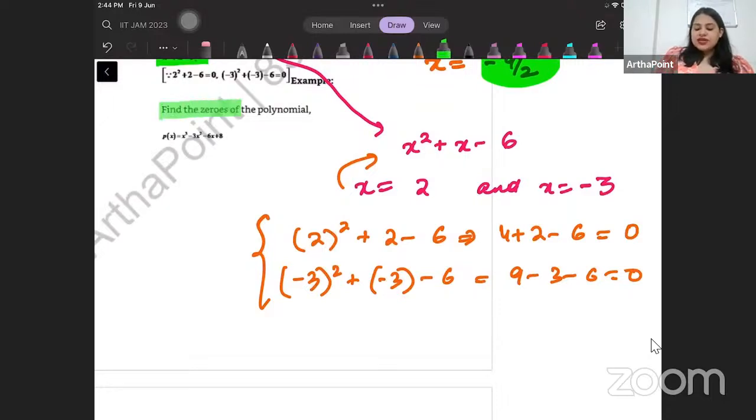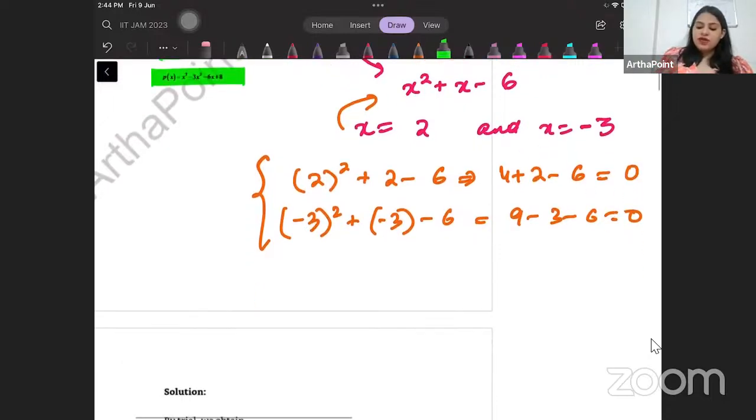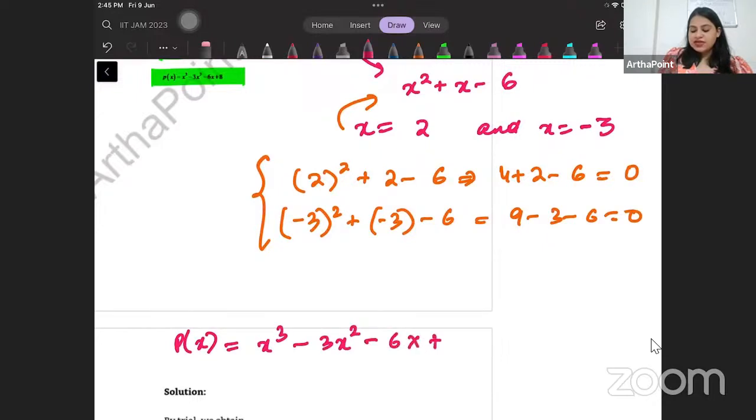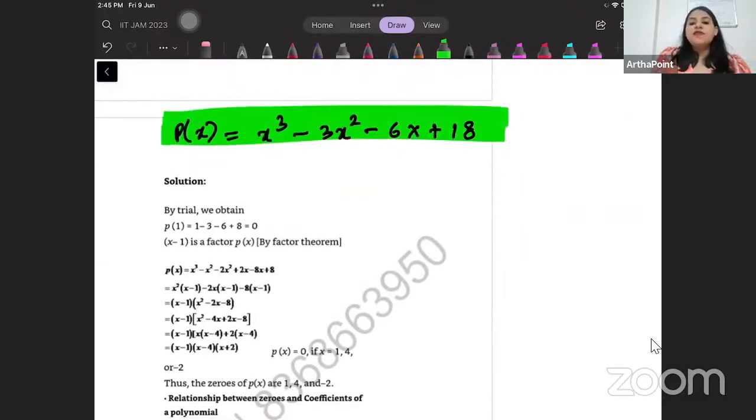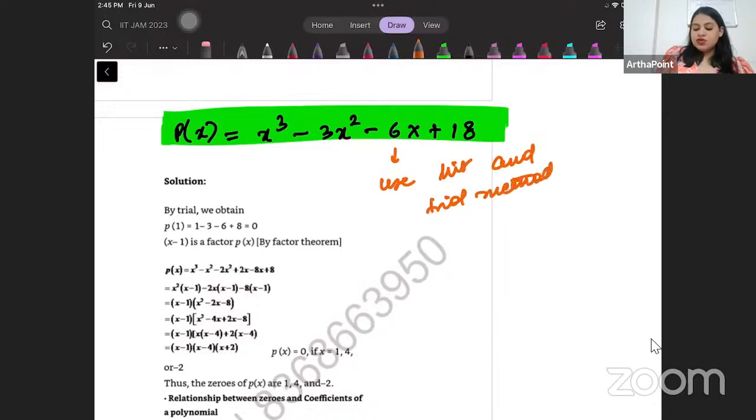Now, beta, this says find zeros of the polynomial, and you're given a polynomial p(x) is equal to x cube minus 3x square minus 6x plus 18. Whenever you are given such an equation, which is a cubic equation, the first thing that you should try is the hit and trial method. By using hit and trial method, try to find the first zero of the polynomial. So let's try it.